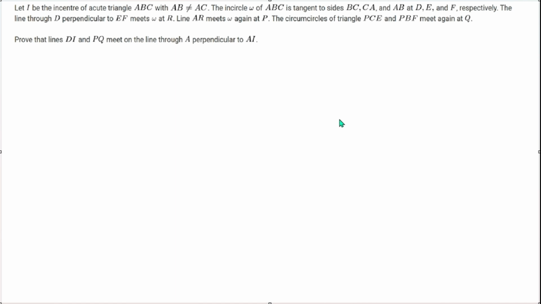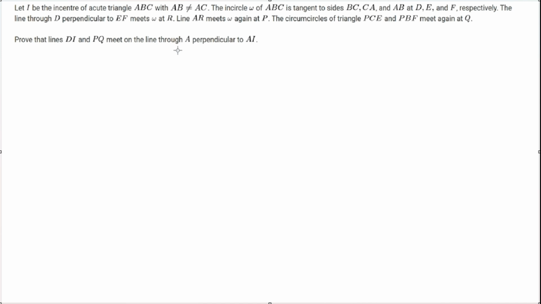Anyway, here's the problem. Let I be the incenter of an acute triangle ABC with AB not equal to AC. The incircle omega of ABC is tangent to the sides BC, CA, and AB at D, E, and F respectively. The line through D perpendicular to EF meets omega, the incircle, at point R. Line AR meets omega again at P. And the circumcircles of PCE and PBF meet again at Q. And what we want to prove is that DI and PQ meet on the line through A perpendicular to AI.